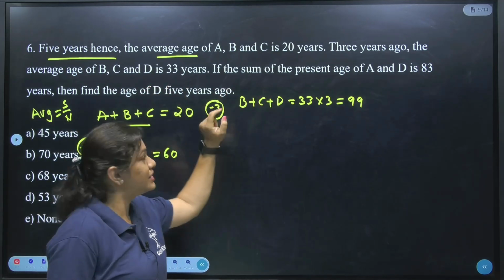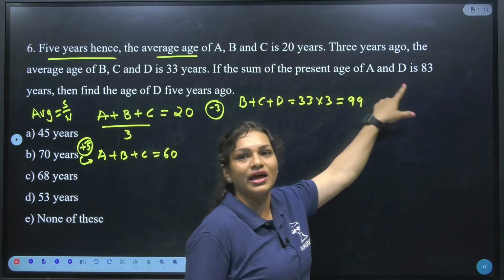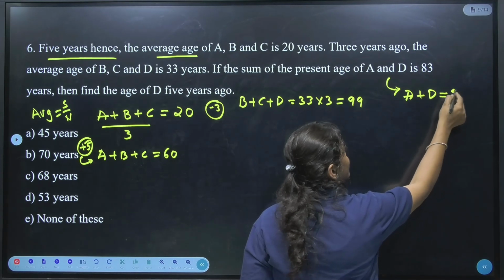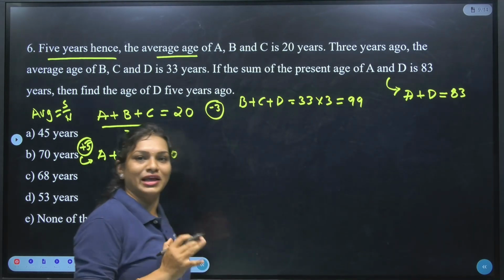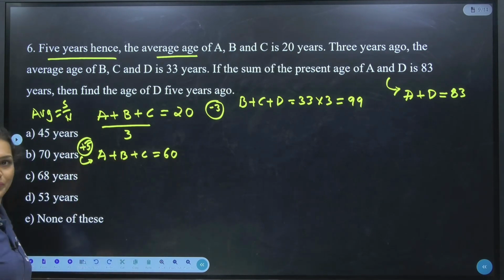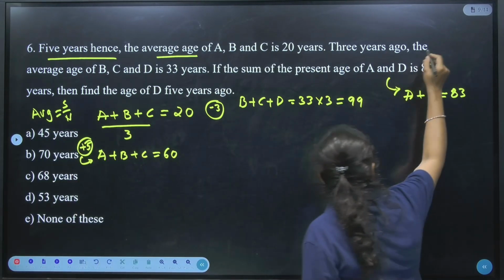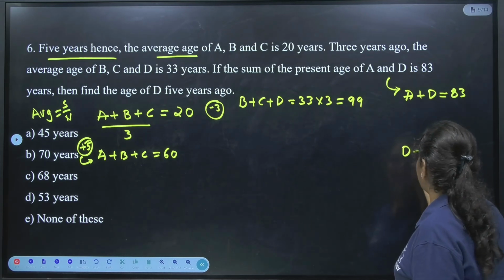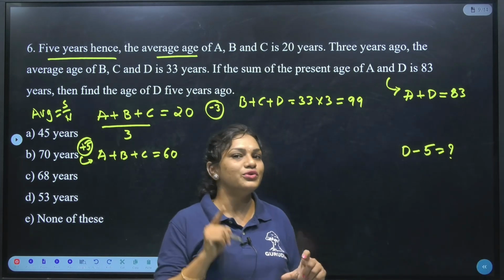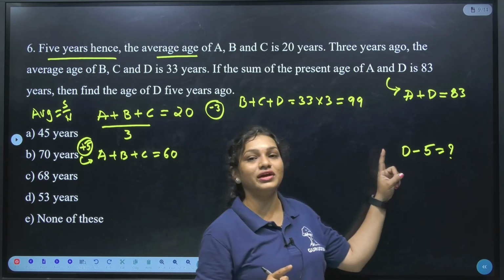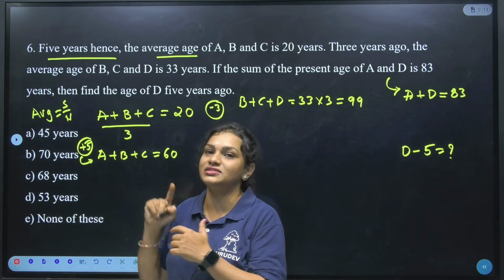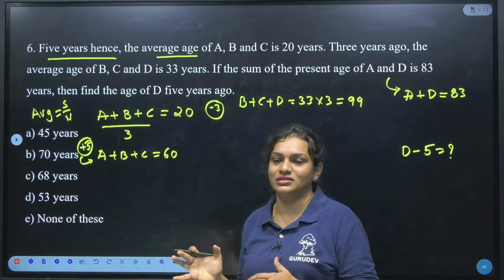Next, further, the sum of the present ages of A and D is given. According to the question, one more condition they have given: the sum of these 2 persons, A and D, is how much? 83. Along with this, what do we need to find? Find the age of D 5 years ago. Try to understand, guys. Since the question asks for D's age 5 years ago, do we require the present age of D? Yes. To get the present age of D, according to the question, they have given 5 years hence and 3 years ago; please convert those into present ages.